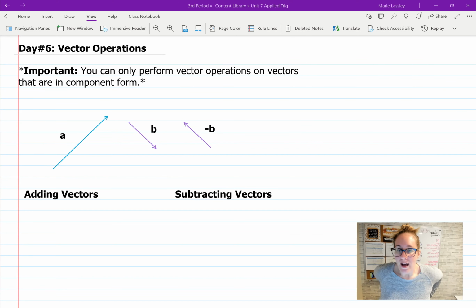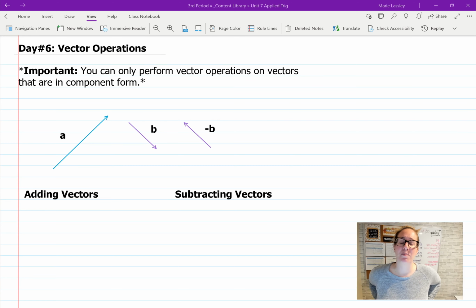Okay, so we're going to get kind of visual today. Those of you who are more visual learners, I think today will hopefully help a little bit with visualizing what we mean when we're adding and subtracting and scaling vectors.